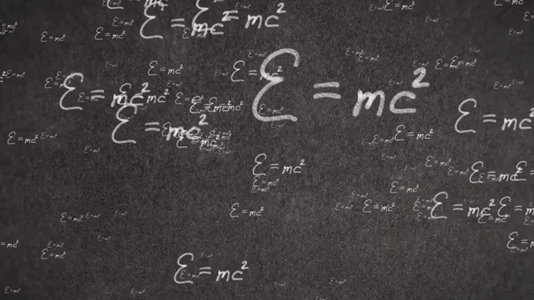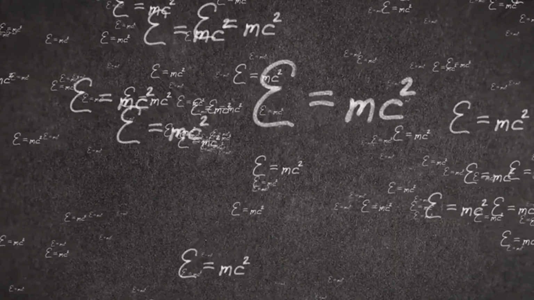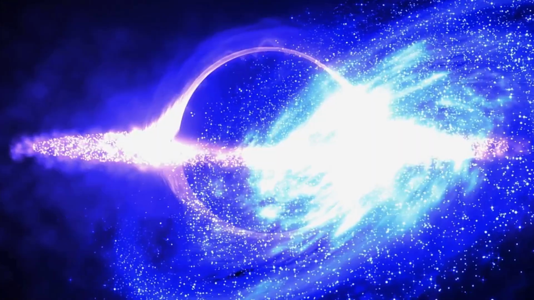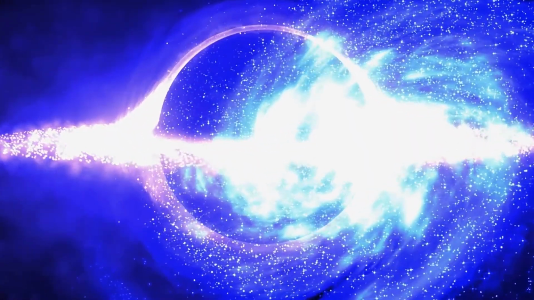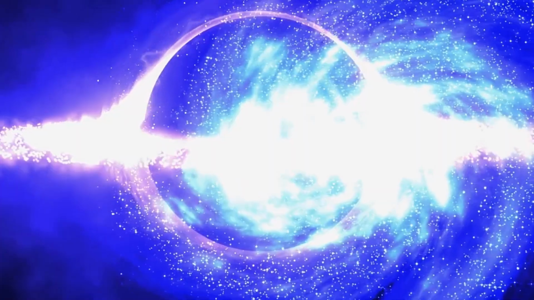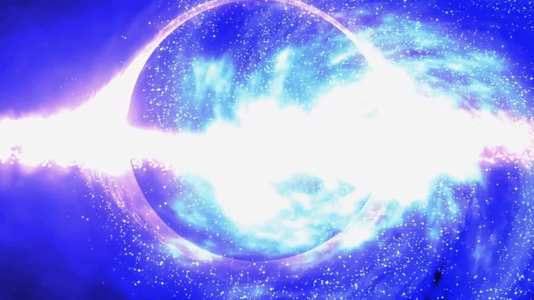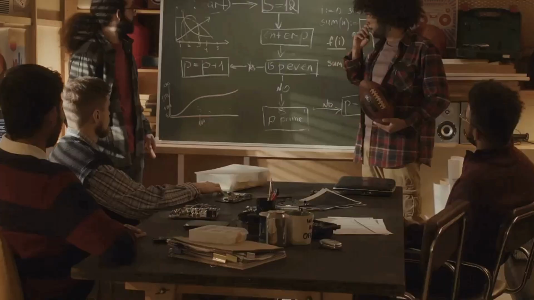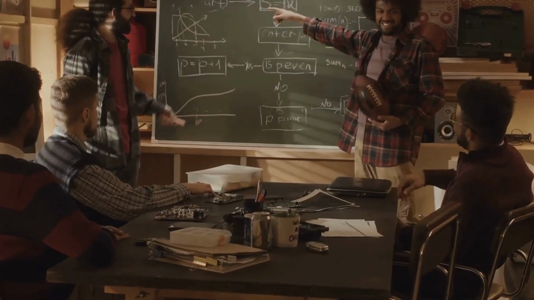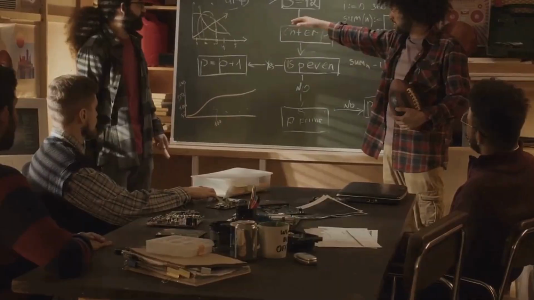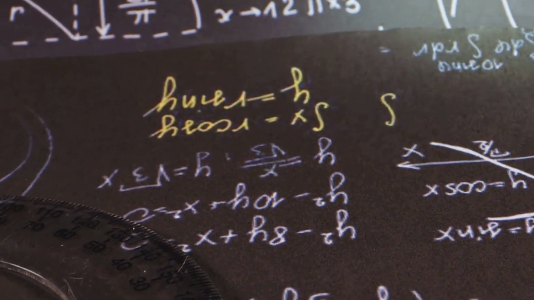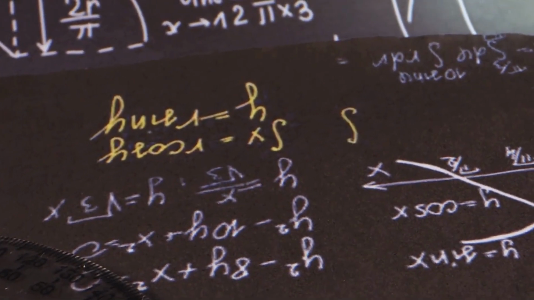The problem is, these two theories don't speak the same language. They work perfectly in their own domains, but when you try to use them together, for example, to describe what happens inside a black hole, or at the moment of the Big Bang, the math breaks down. It creates nonsensical answers. Physics has been searching for a theory of everything, a single framework that can unite gravity with the other forces, a theory that could write the entire rulebook of the cosmos in one elegant equation.